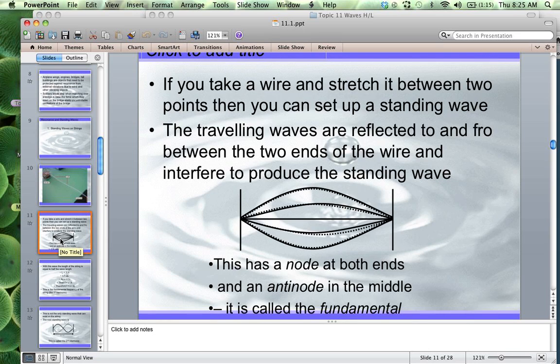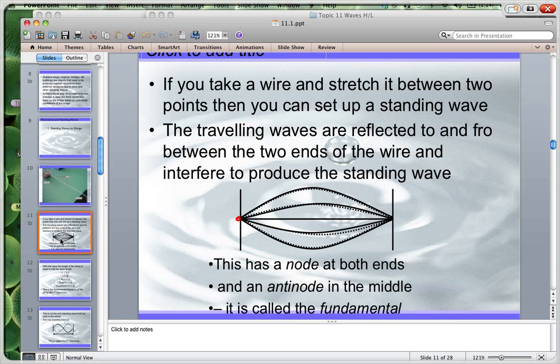Okay, so we're going to look at this idea of fixed at both ends. In this case over here, this is fixed at both ends. We start with the simplest case, where we've got 2 nodes, one antinode. This is called the fundamental, or the first harmonic, the fundamental note.